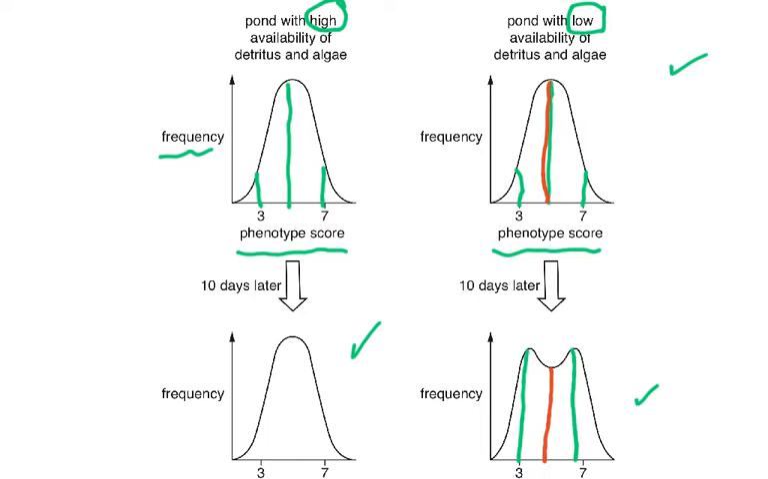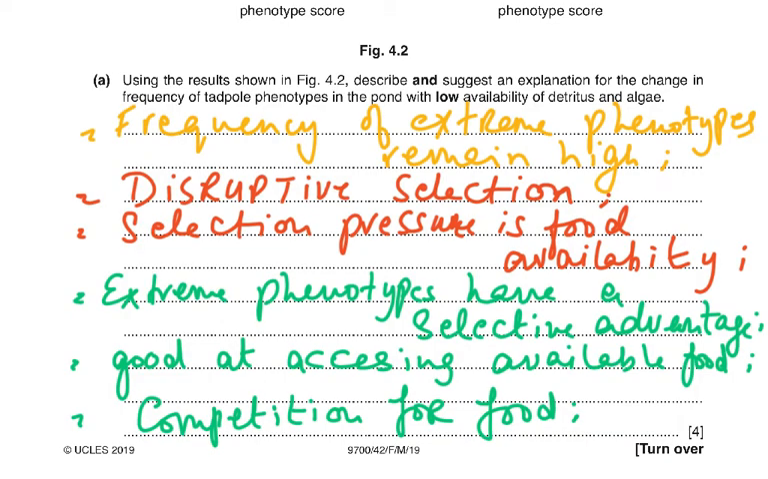I know you don't have a lot of time, but you have a minute for every mark that you need to score. So you need to spend this time and understand this question before you can really proceed. Now, A part says, using the results shown in figure 4.2, describe and suggest an explanation for the change in frequency of tadpole phenotypes in the pond with low availability. So low availability was only asked to be discussed, not the high.